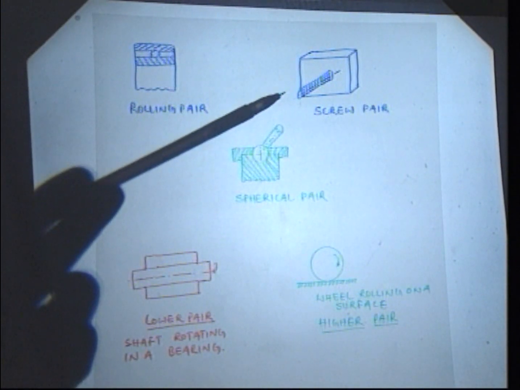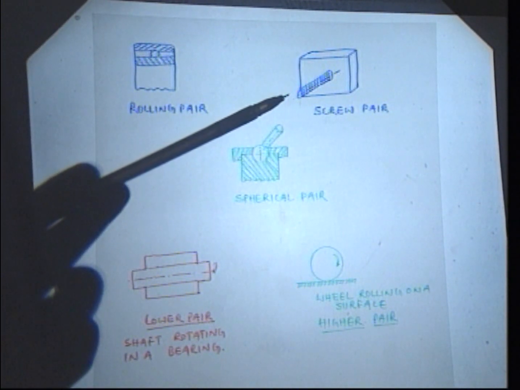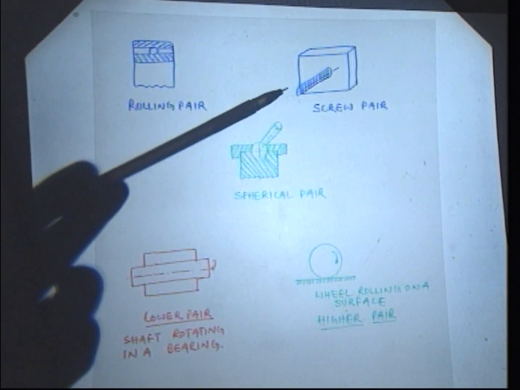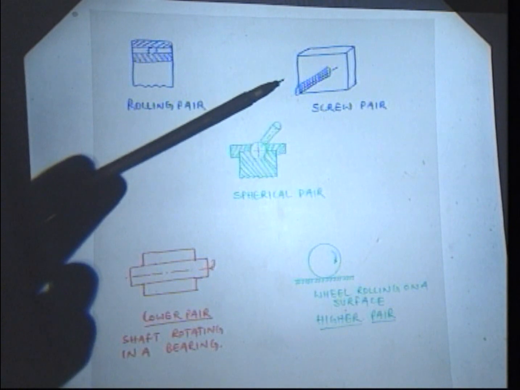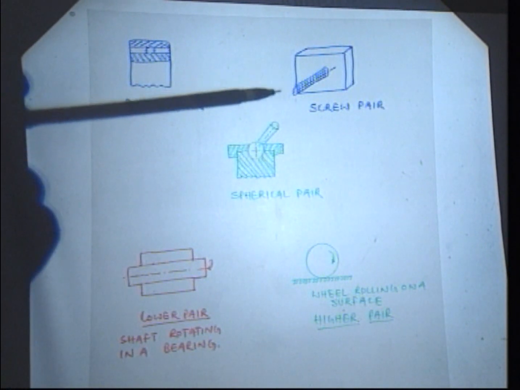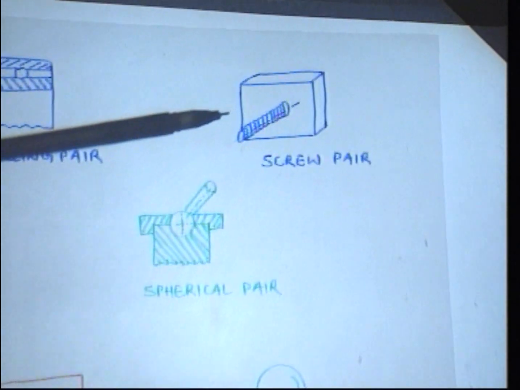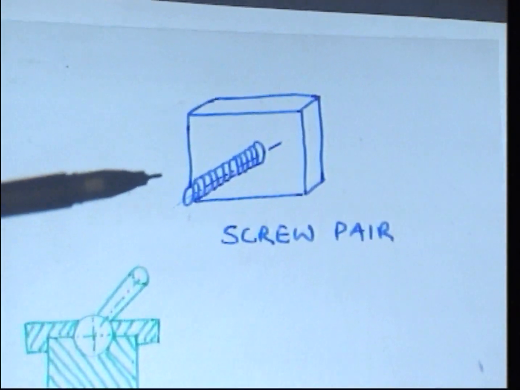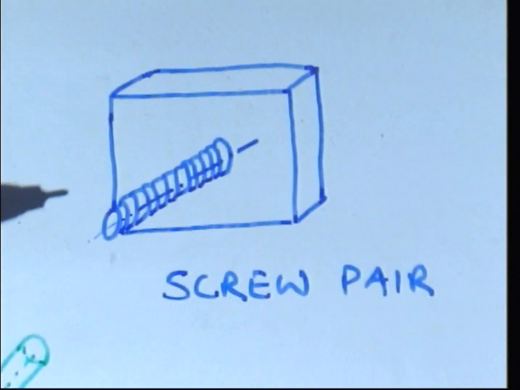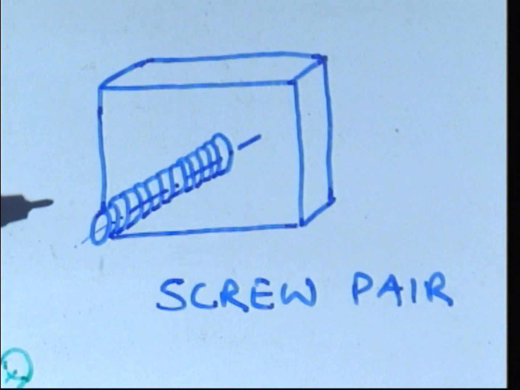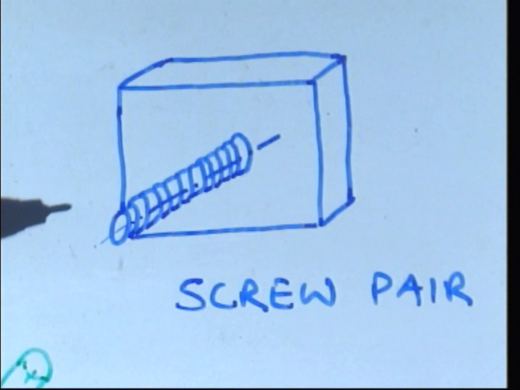Here is a screw pair. When the nature of contact between the elements of a pair is such that one element can turn about the other by screw threads, this is called a screw pair. The lead screw of a lathe machine stands as an example for a screw pair.